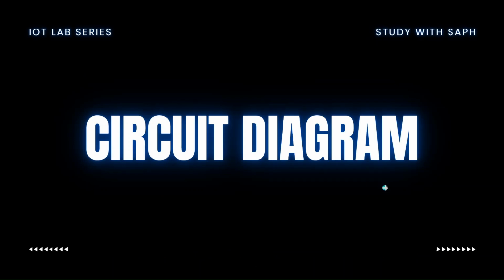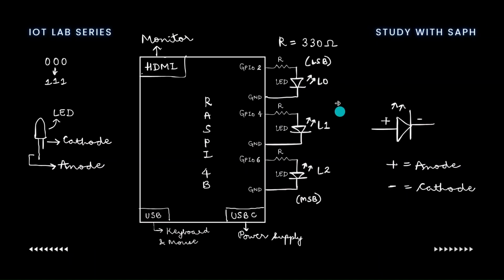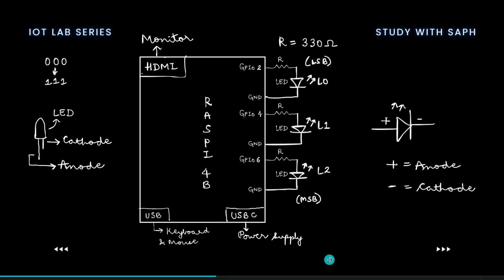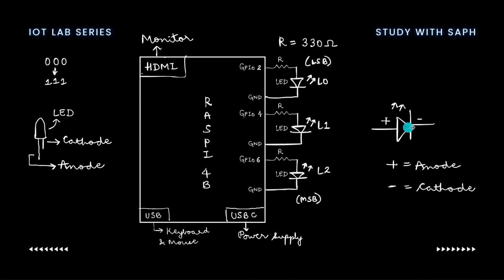Now coming to the circuit diagram. This is a basic circuit diagram of the Raspberry Pi 4B. We know this is the electrical symbol of an LED. The positive and the negative are nothing but the anode and the cathode respectively. And we look at the actual LED component. The long leg of the LED is the positive or the anode, and the short leg is the cathode or the negative side.